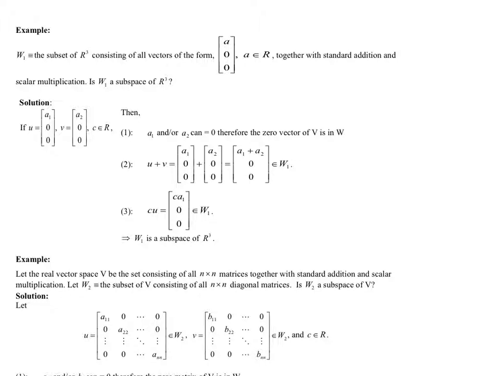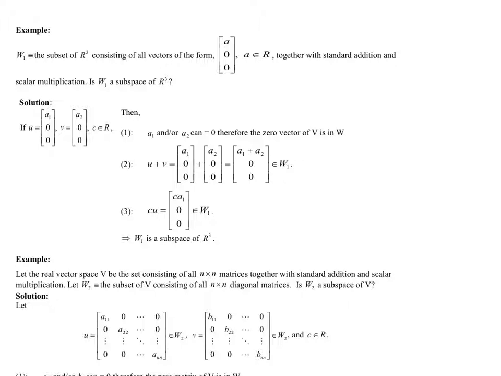So I need to verify that my sum is going to be in the vector space W, and my scalar product is going to be in the vector space W. But even before I do that, I want to make sure that the zero vector is going to be a possibility. All right. And so all I'd have to do is make a statement that as long as A1 and A2 are equal to 0, or can be equal to 0, I'll be fine.